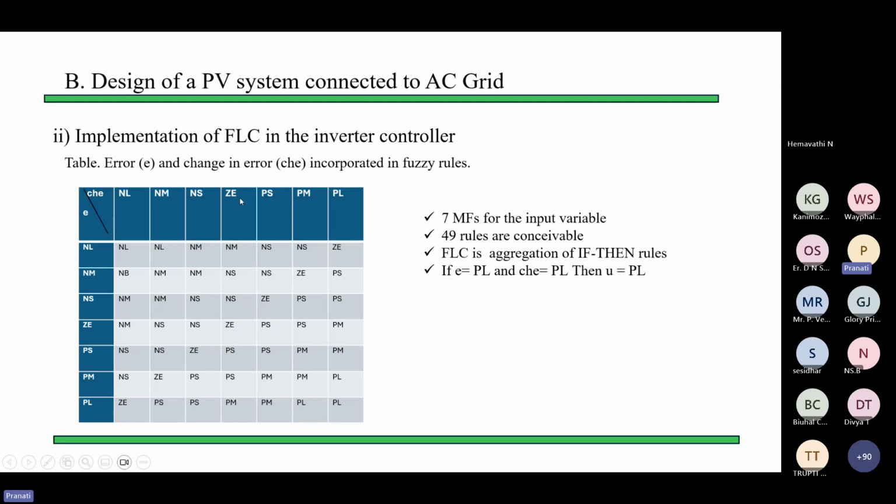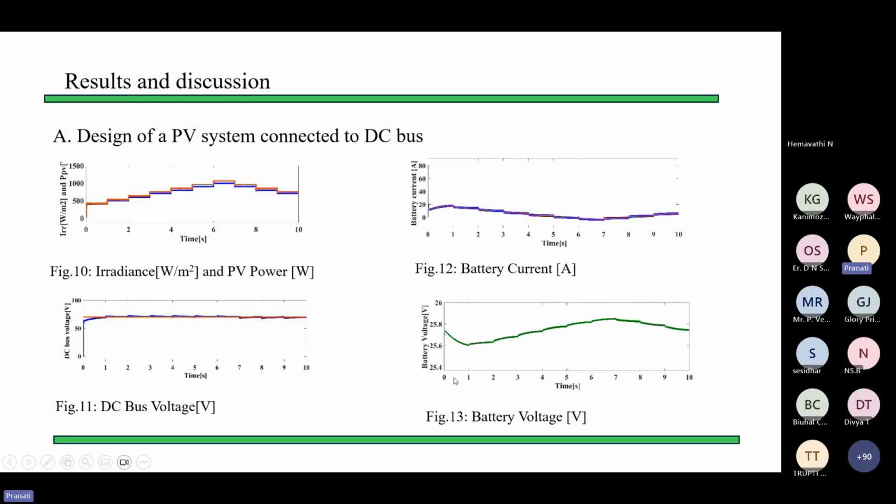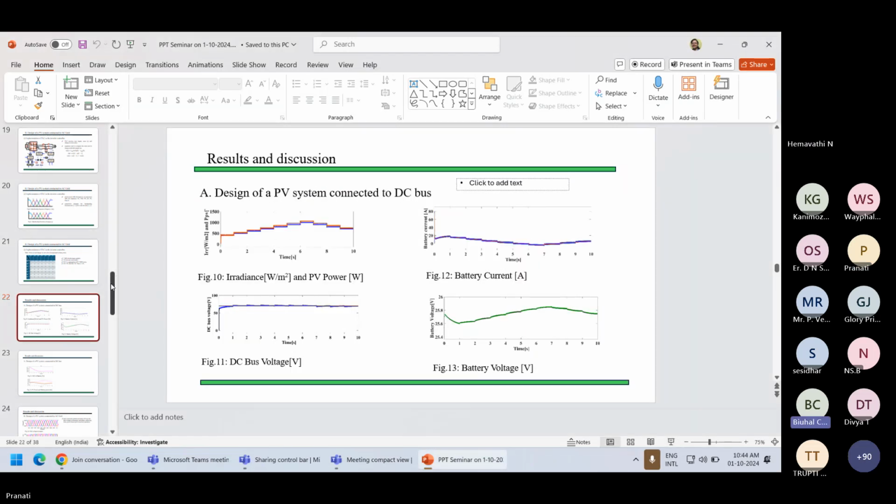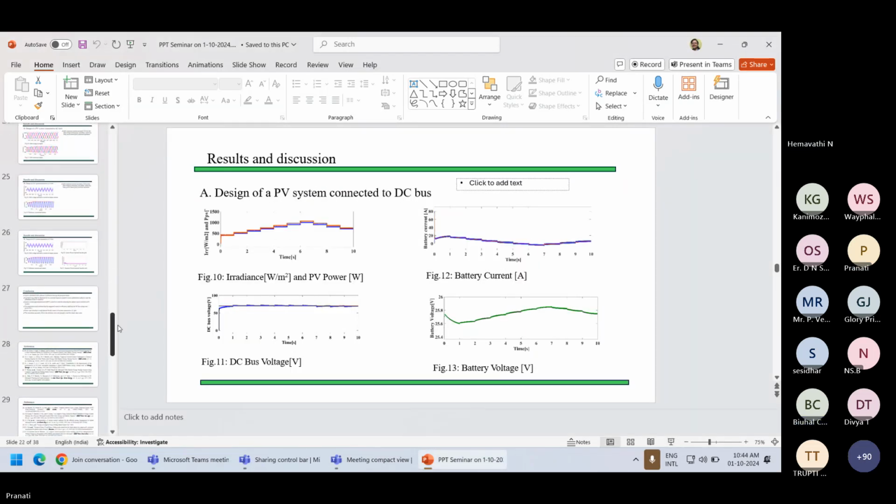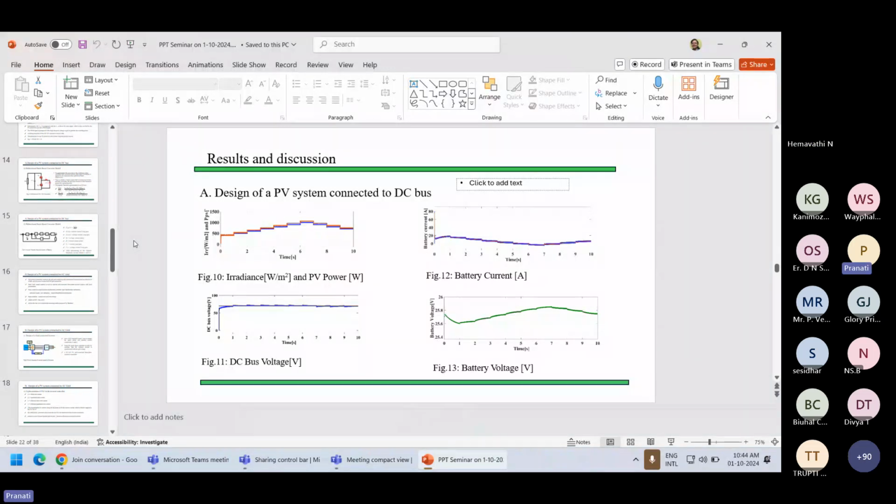When error is negative large, the duty cycle is negative large. When error is negative medium, change in error is negative medium, it is negative medium. When the error is negative small, change in error is negative medium, duty cycle is negative medium. We have seen accordingly in this, adjusted the rules. We can change the rules depending upon the application. Yes, it entirely depends on who is setting the rules. Okay, you need to identify the rules.